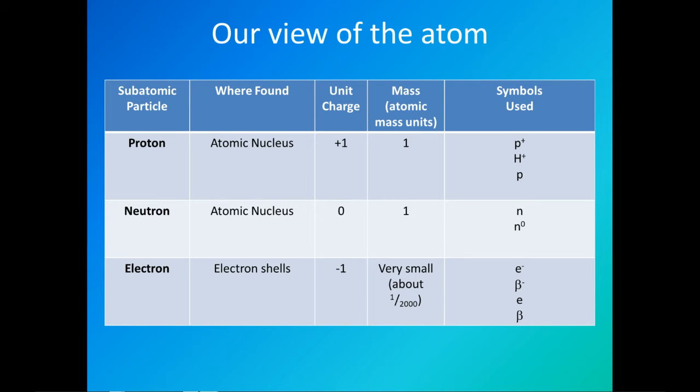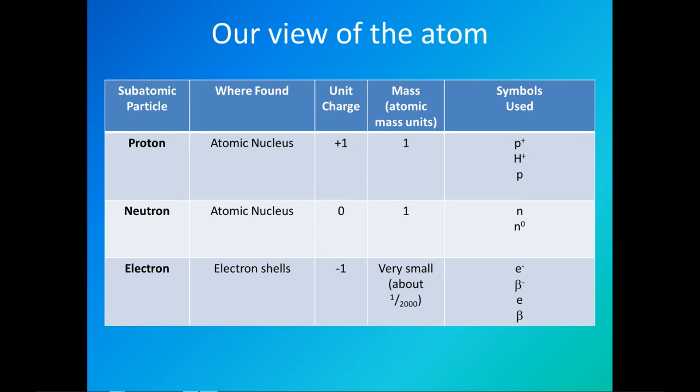Okay, the properties of those particles, the proton, the neutron and the electron. The proton and the neutron are found in the atomic nucleus. The proton has what we call a unit charge, so an electrical charge of +1. So that's not coulombs. These are about 2 million times smaller than a coulomb. So protons have a unit charge of +1. Neutrons have a unit charge of 0.